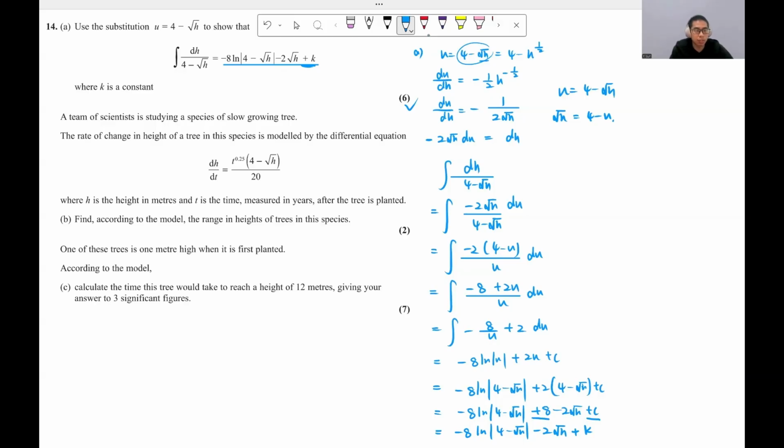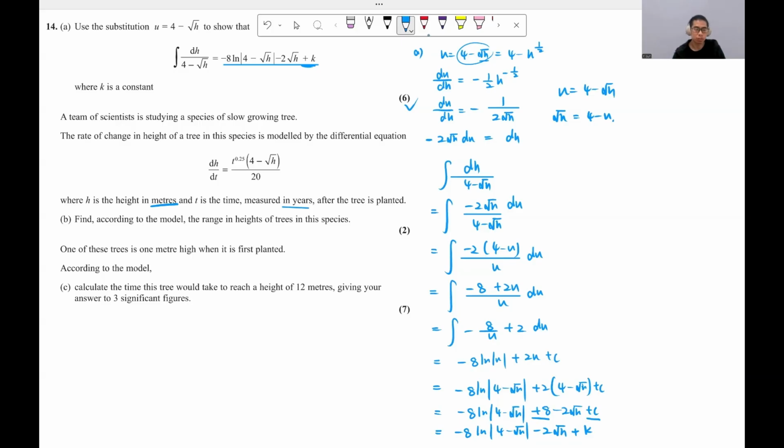A team of scientists is studying a species of slow-growing tree. The rate of change in height of a tree in this species is modeled by the differential equation dh over dt equal to t to the power 0.25 times 4 minus root h, over 20. And then h is the height in meters, and t is the time measured in years after the tree is planted.